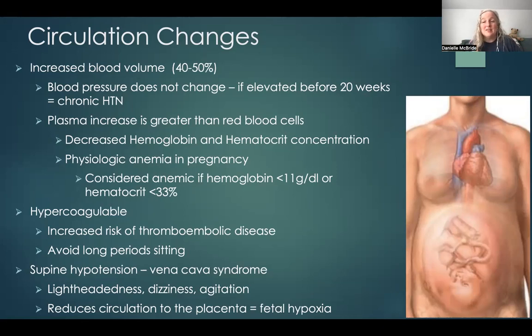Also, it affects the blood flow to the placenta. Okay, so because it affects the blood pressure. Supine hypotension. So if we make her hypotensive by putting her on her back with vena cava syndrome, we are decreasing the blood flow to the placenta and we can cause hypoxia for our baby.